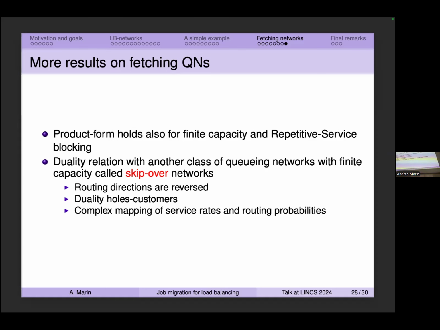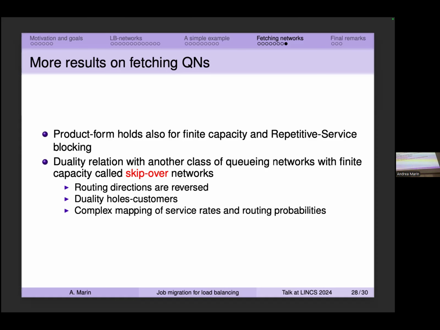So you just keep the station that you find full. And what we discovered is that we can extend the result that I showed you to queue networks with finite capacity and repetitive service blocking. It means that if I find the station full, I rework on the same job and then I call again another destination according to the random routing. That's the repetitive service policy that is known in the literature.